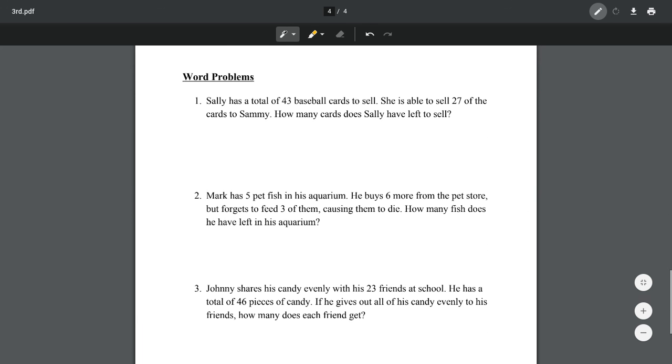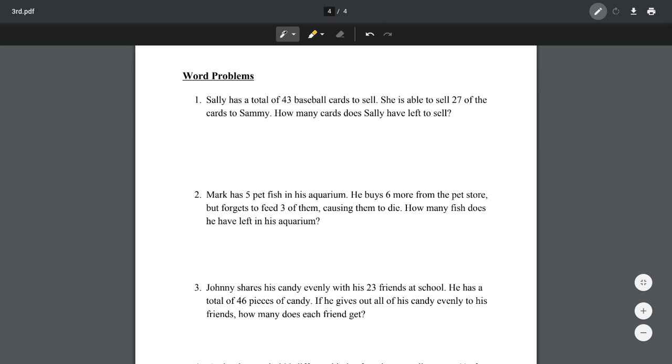Last page is going to be on word problems. So number 1 says Sally has a total of 43 baseball cards to sell. She's able to sell 27 of the cards to Sammy. How many cards does Sally have left to sell? So she had a total of 43 cards, and she already sold 27. So how many does she have left?